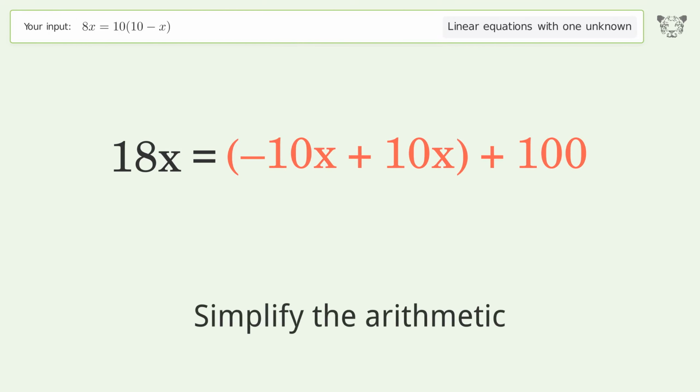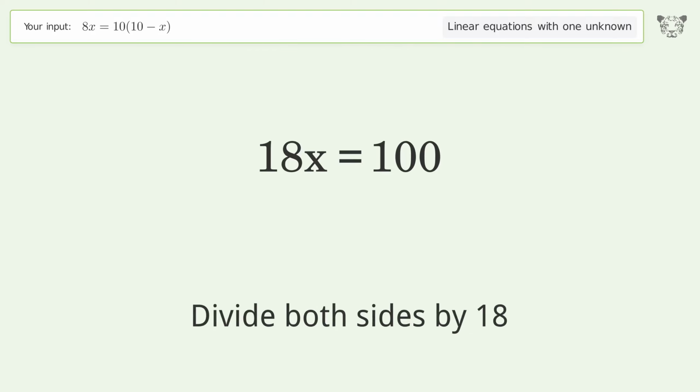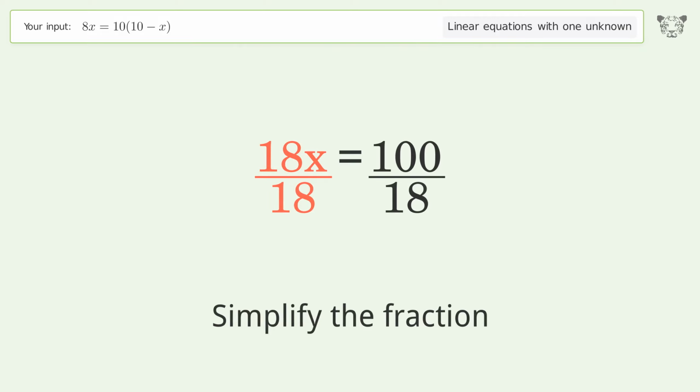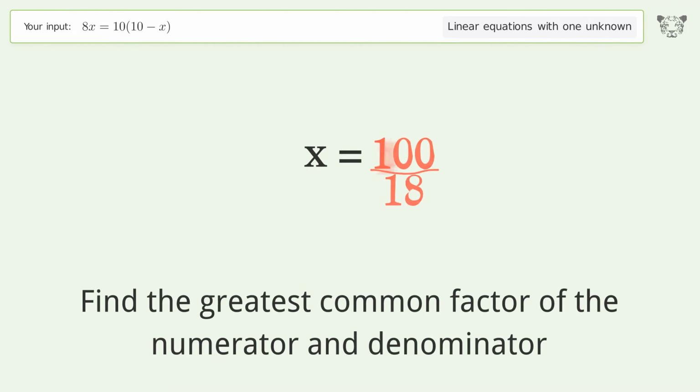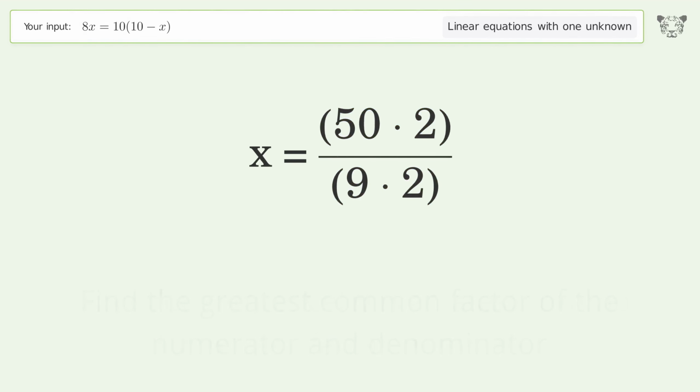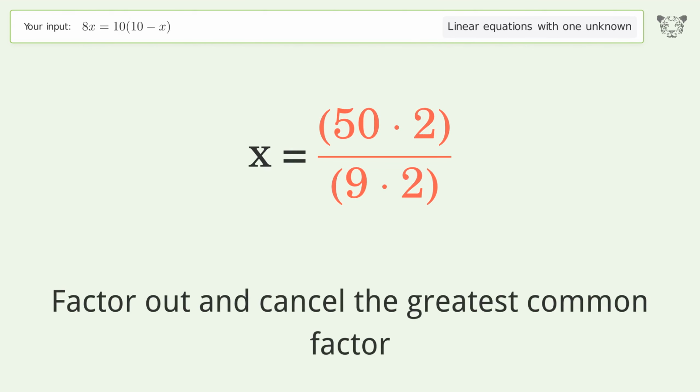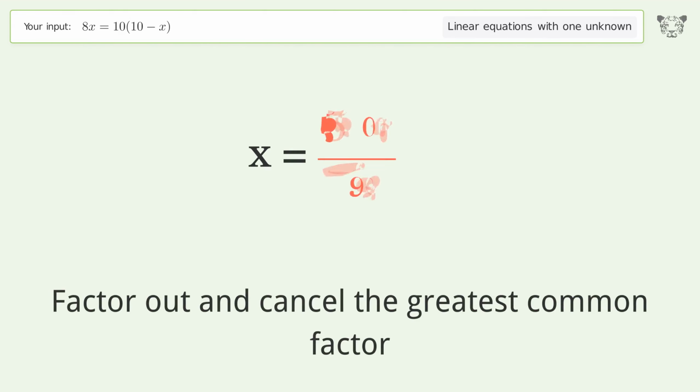Isolate the x. Divide both sides by 18. Simplify the fraction. Find the greatest common factor of the numerator and denominator. Factor out and cancel the greatest common factor. And so the final result is x equals 50/9.